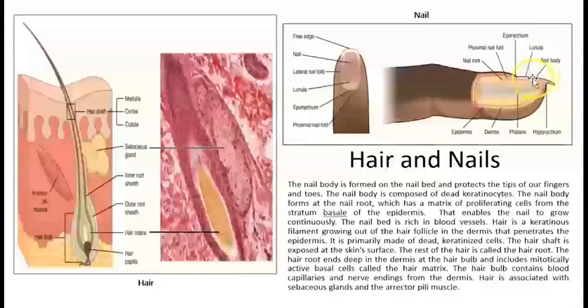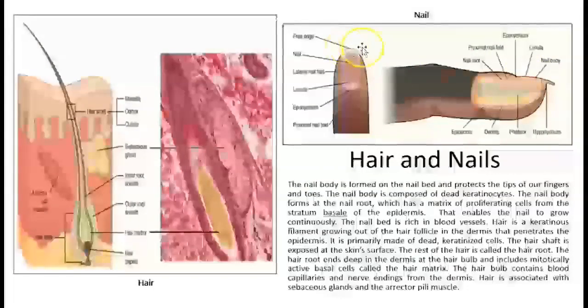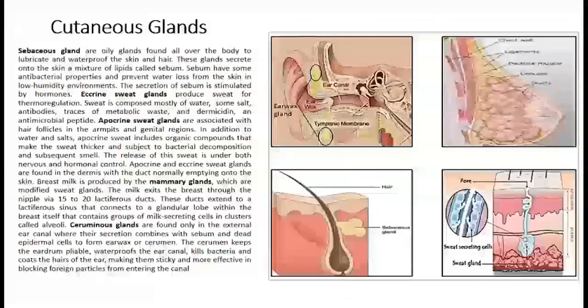Nails: the very bottom is called the lunule, this one right here. The middle is the nail body, and also we have the free edge, which is the part that we are constantly cutting. So let's keep scrolling down.